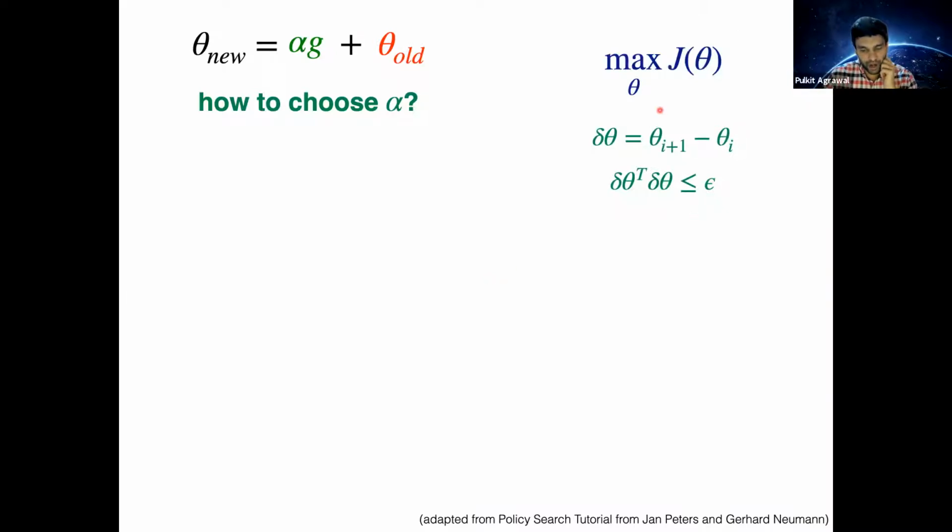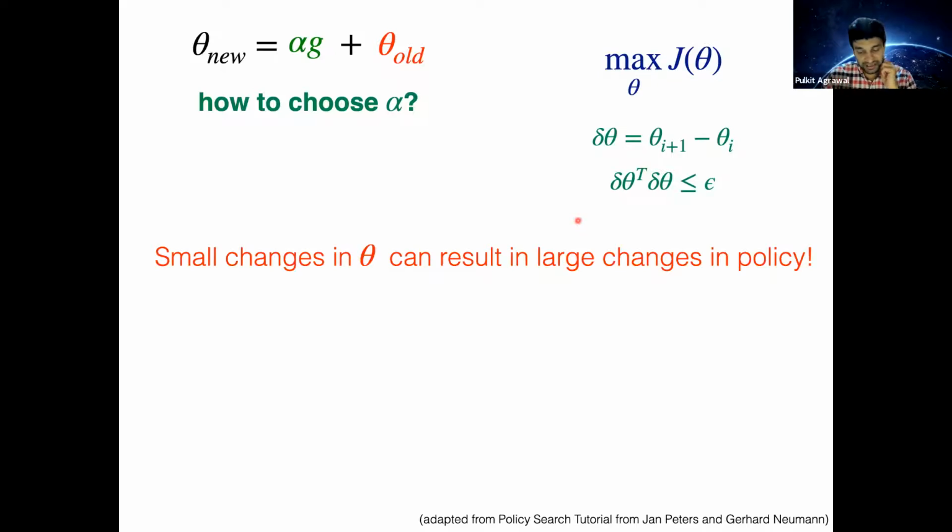Now, what is the problem with this? The problem is that small changes in theta can often result in large changes in policy. Maybe my theta changes by a very small amount, maybe 0.01, so I satisfy this criterion. But because the relationship between how the change in theta affects the policy is unknown, the policy can change in arbitrarily large ways.